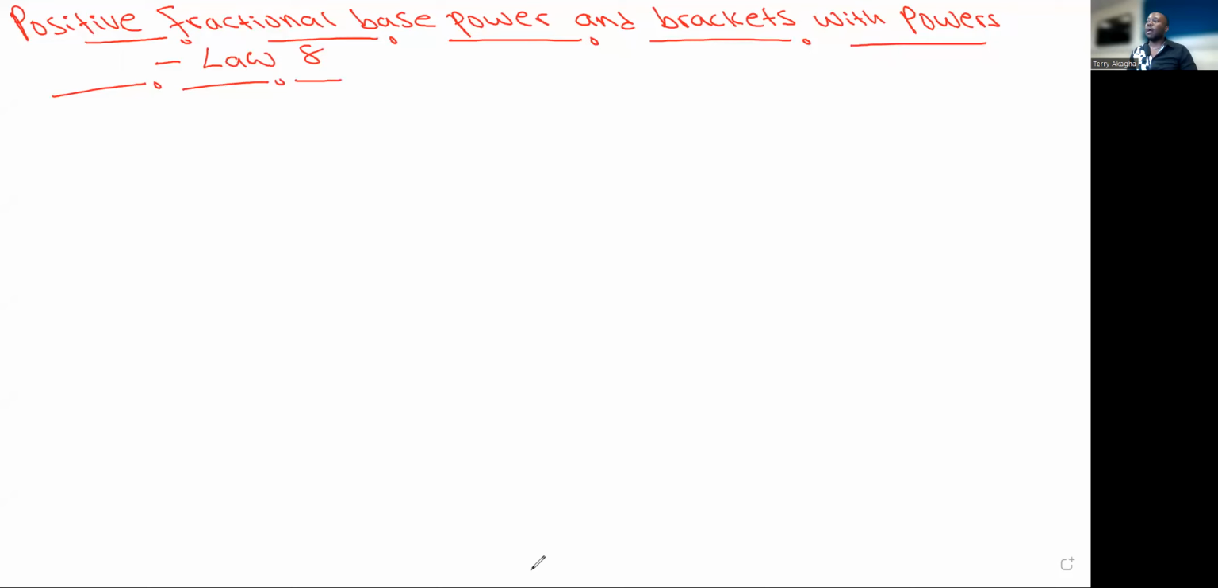Today we'll be talking about positive fractional base power and brackets with power. This is the 8th law. Remember I said we have 12 laws we're going to talk about in this video series, so we're almost there. Please review law 7 and law 4, because law 8 is the combination of both of them. Make sure you review the previous video, especially law 7 and law 4.